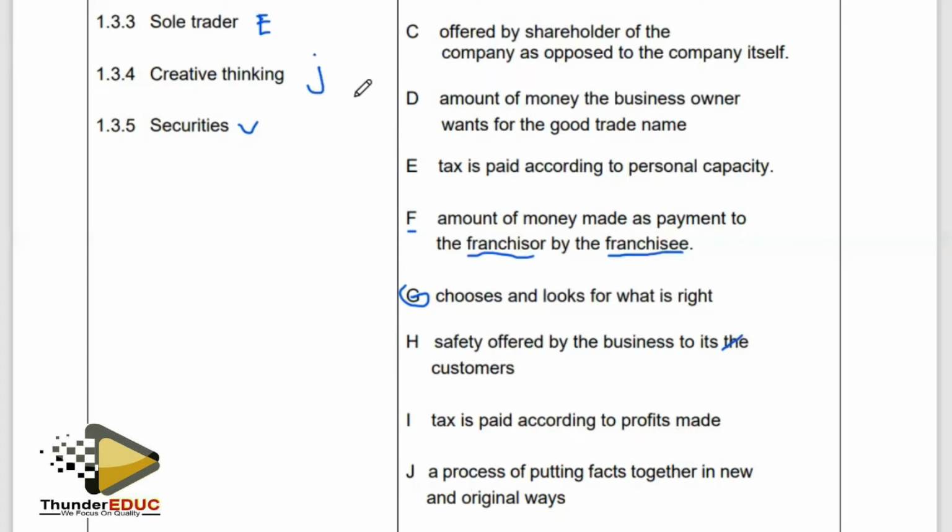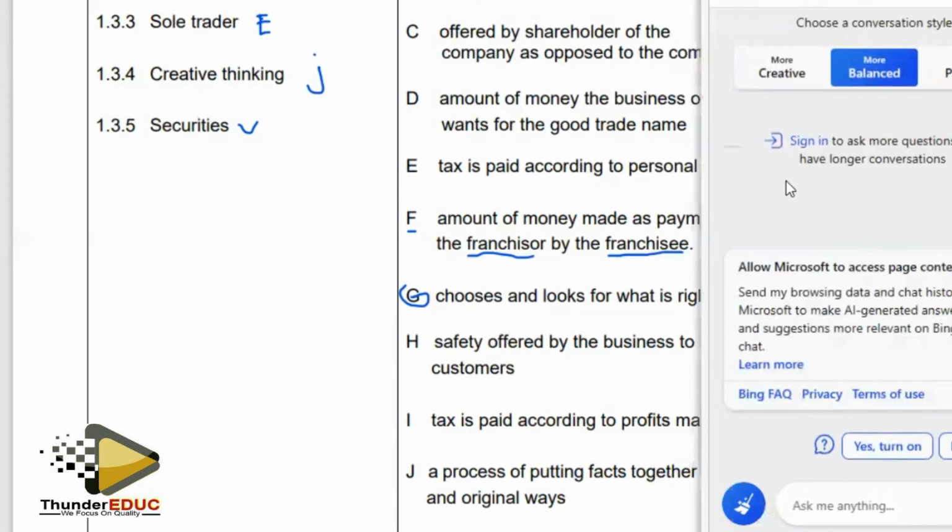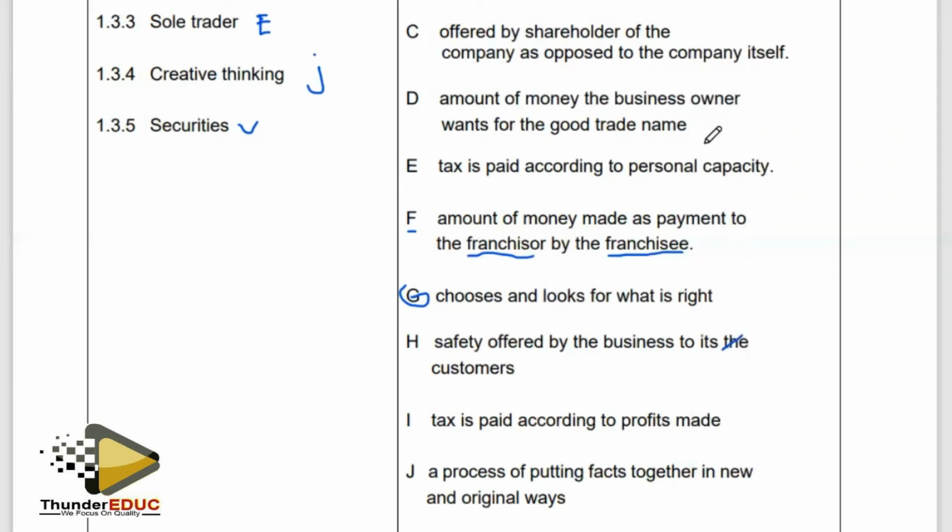Okay, we are left with only one option, which is securities. Our best alternative for securities are those offered by shareholders of the company as opposed to the company itself. The best alternative is C. The best alternative for securities is C.